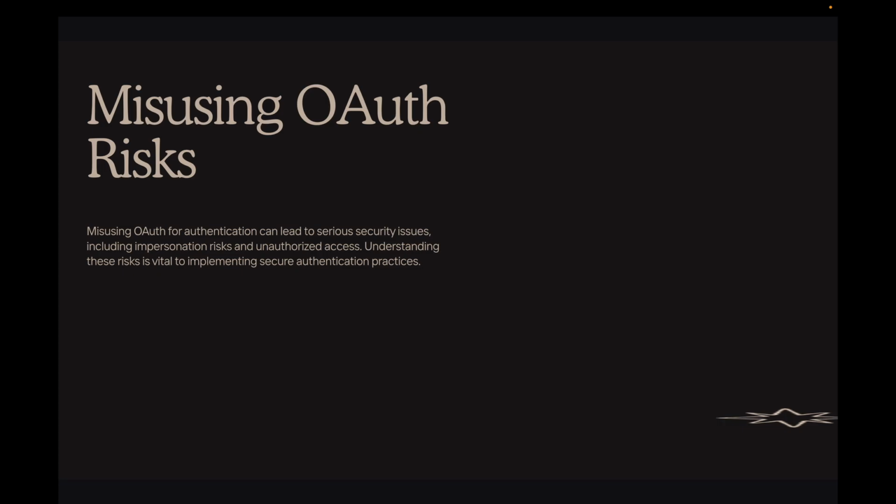Earlier, many developers started misusing OAuth for login. They treated the access token as proof of identity. This is dangerous because access tokens are meant for APIs, not for identifying the user. This confusion led to security issues, impersonation risk, and inconsistent login implementation. We needed a proper identity standard, and that's where OIDC comes in.